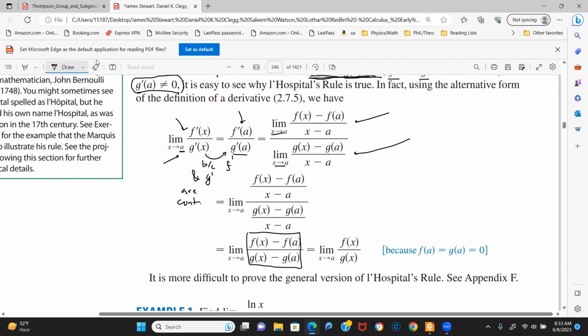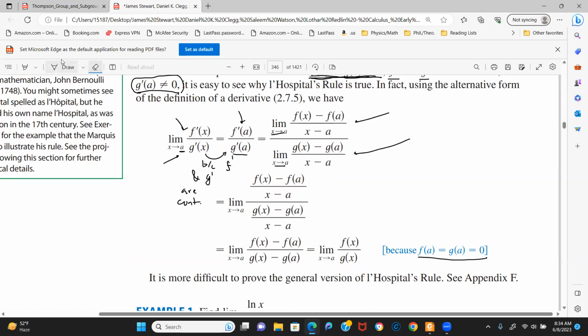And then one of our assumptions in this special case is that f of a and g of a are zero. So this term goes away and this term goes away, and it reduces to that. So we do in fact get the conclusion of L'Hopital's rule. This is a special case.